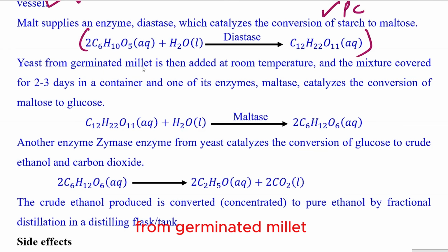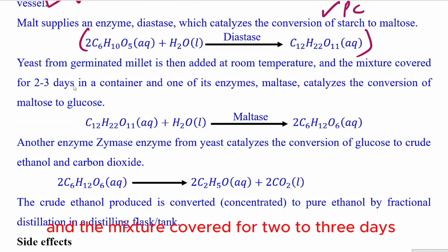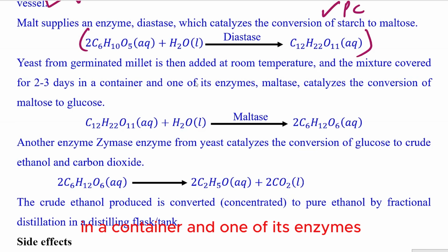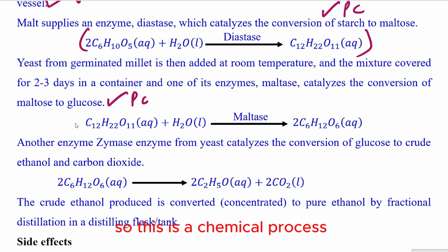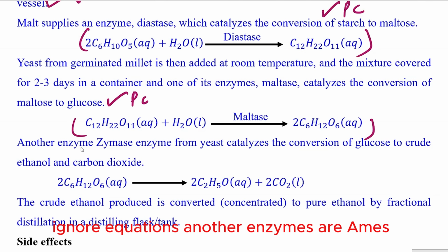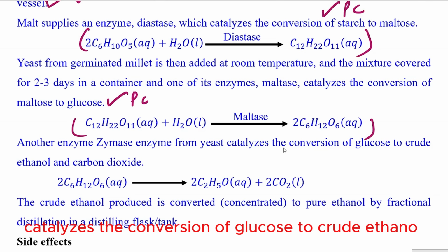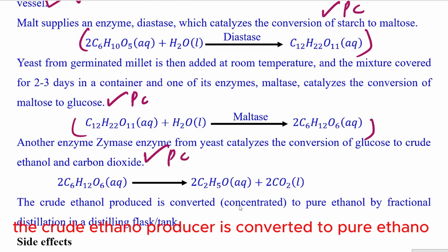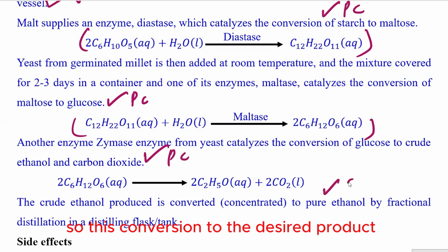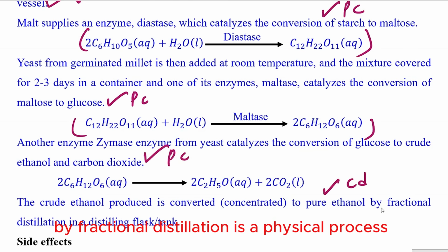Yeast from germinated millet is then added at room temperature and the mixture covered for 2 to 3 days in a container. And one of its enzymes, maltase, catalyzes the conversion of maltose to glucose. So this is a chemical process. Ignore equations. Another enzyme, zymase from yeast, catalyzes the conversion of glucose to crude ethanol. This is still a chemical process. The crude ethanol produced is converted to pure ethanol. So this conversion to the desired product by fractional distillation is a physical process.